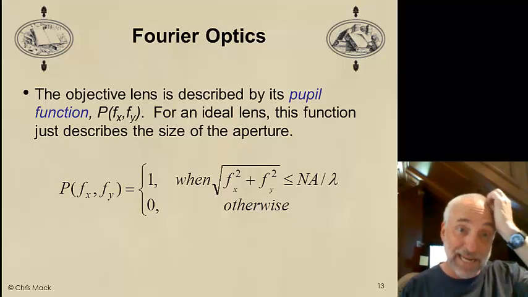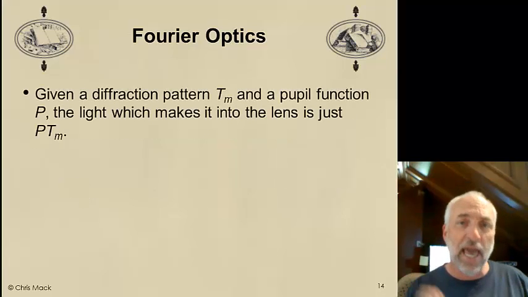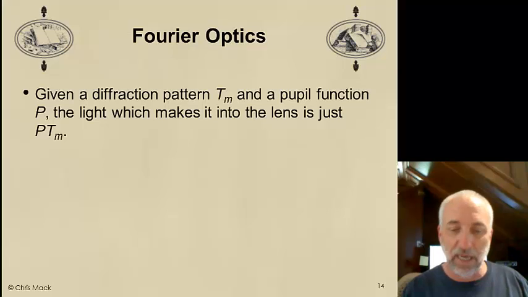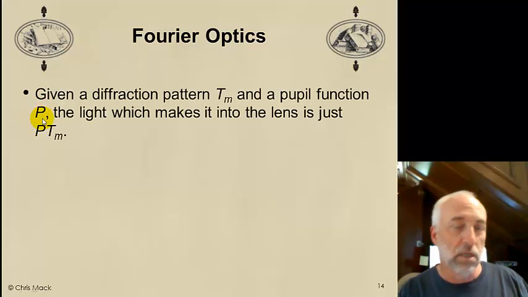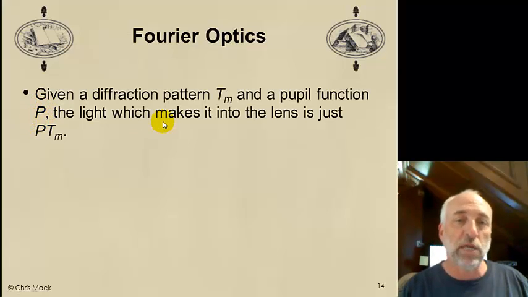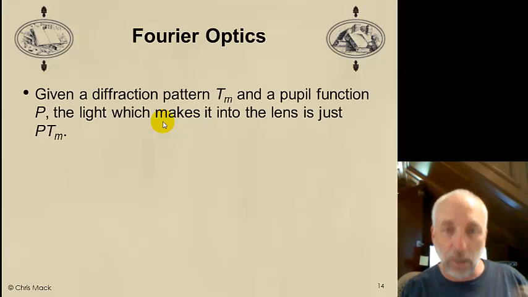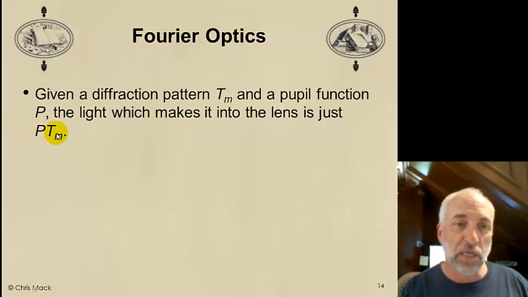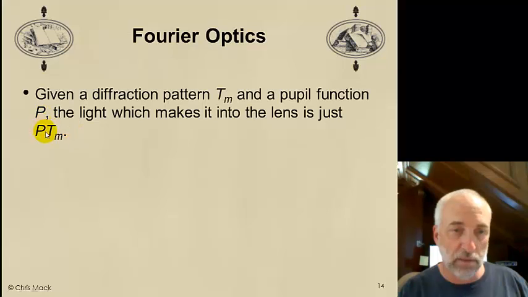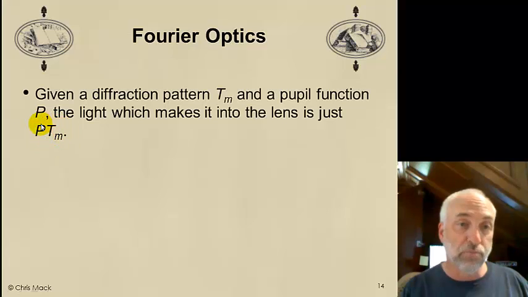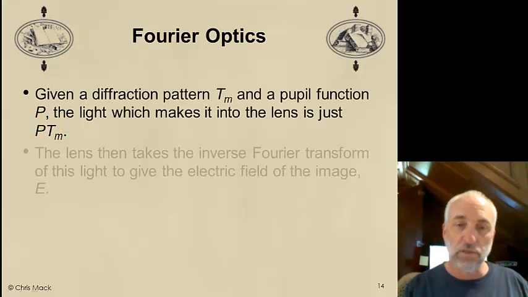But I'm going to use that right now because I have a mask that gave me a diffraction pattern. Remember, T sub m was the Fourier transform of the mask pattern. That's simply the diffraction pattern. I've got a pupil function, P, which I've just defined. Now, how would I write an equation for the light that goes through the lens? Well, it's simply P times Tm. I take the mask diffraction pattern, the Fourier transform of the mask transmittance, multiply by P, and that is the portion of the diffraction pattern that goes through the lens.